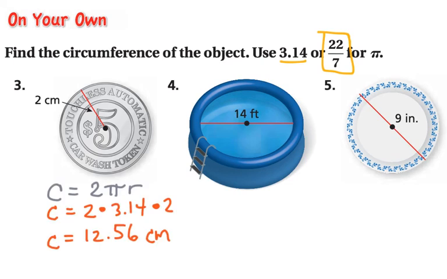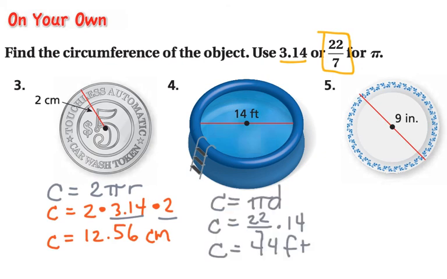All right, for number 3, they did give us a radius of 2 centimeters, so I chose to use the formula C equals 2 pi r. I went ahead and substituted in the value 3.14 because our radius was not a multiple of 7, and then I substituted in our radius of 2. After finishing the multiplication, I figured out that the circumference should be about 12.56 centimeters.